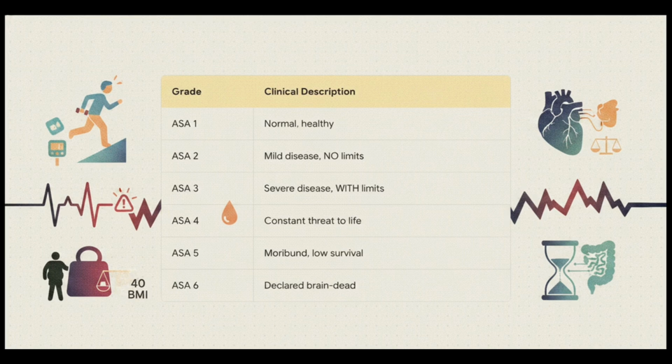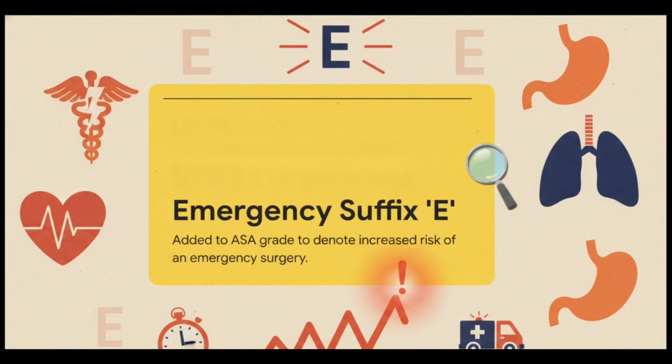ASA4 is a constant threat to life, 5 is a patient not expected to survive without the surgery, and 6 is an organ donor. And of course, we also have the E suffix. We tag this onto the assigned grade to instantly communicate to the entire OR team that we're dealing with a high-stakes emergency. So if that otherwise totally healthy patient with well-controlled hypertension from the ASA2 category comes crashing in for a ruptured appendix, they immediately become an ASA2E. It just highlights the vastly increased risk profile of that acute emergency situation.